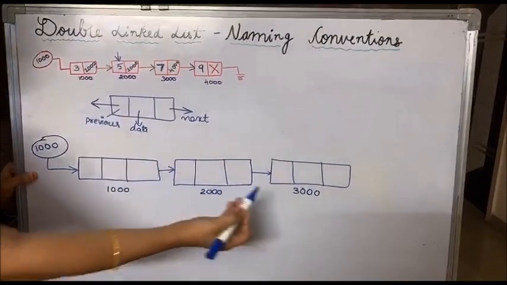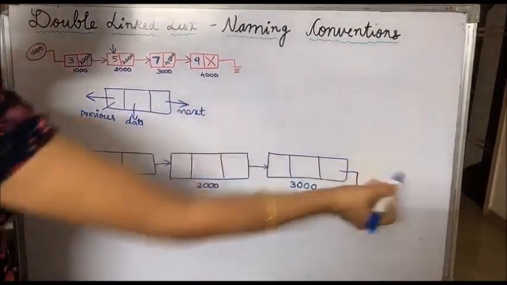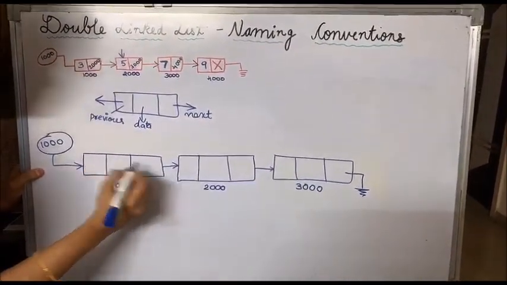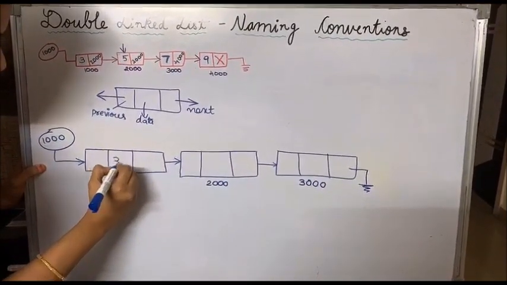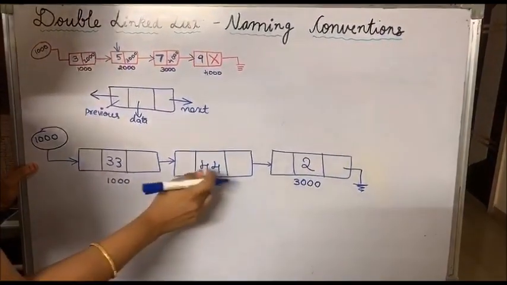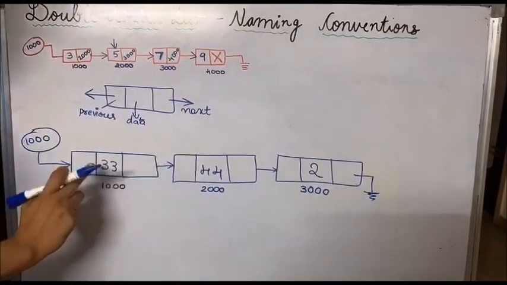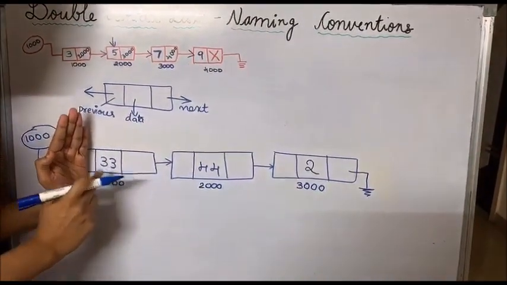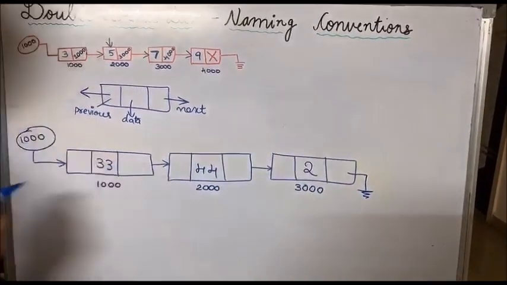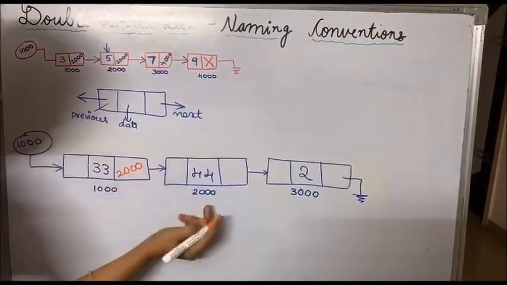The last node stores the null pointer because there are no further nodes in the double linked list, and the middle field stores data, say 33, 44 and 2. These are data fields. Coming to the pointer fields, we already know from the single linked list that the third part stores the address of the next node. So we will store 2000 here. It stores the address of the next node.